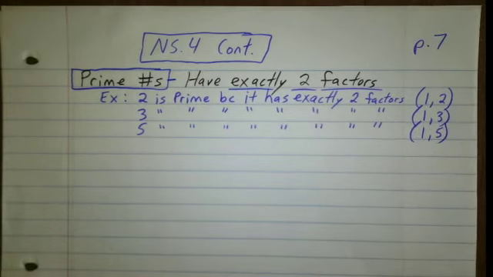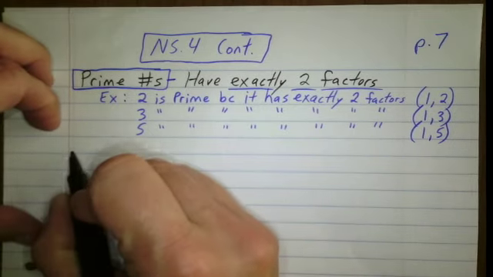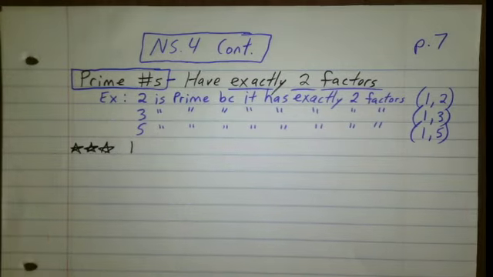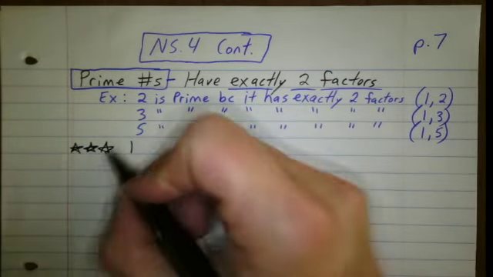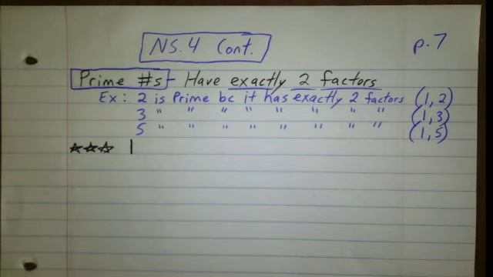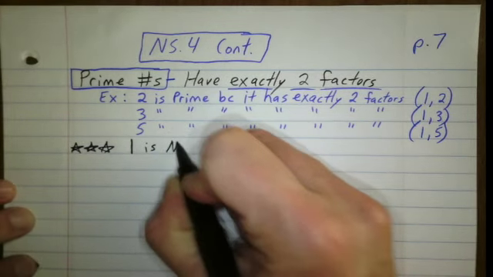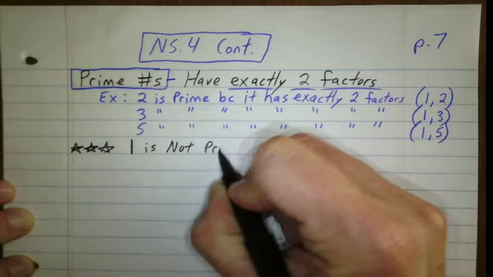So that makes me come up with this comment. So put 3 stars in your notes. 1. What do you think 1 is? Is it prime? Does it have exactly two factors? What do you multiply to get 1? You take 1 times 1. Well, that's only one factor. That's the same number. So 1 is not prime.